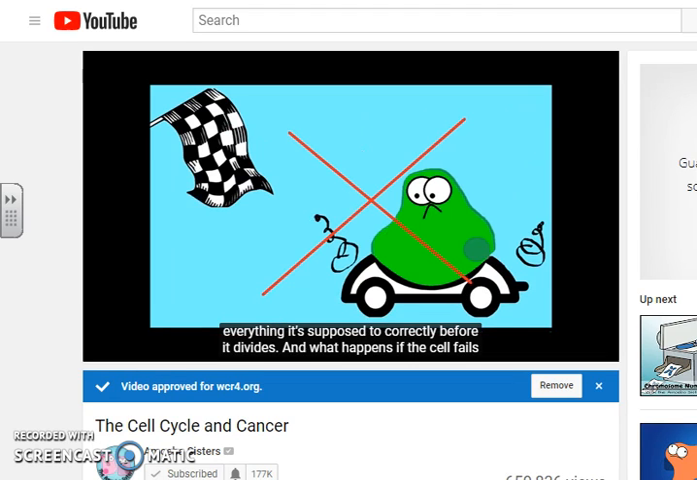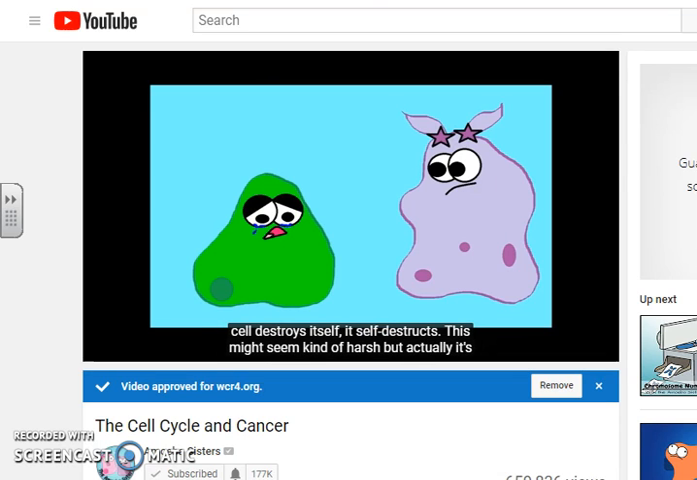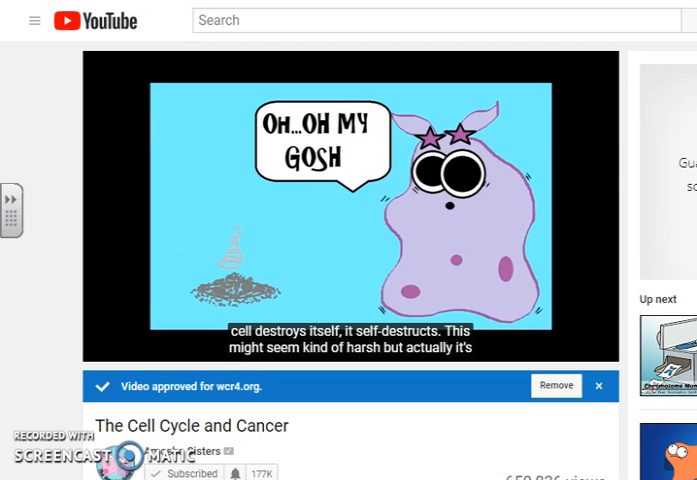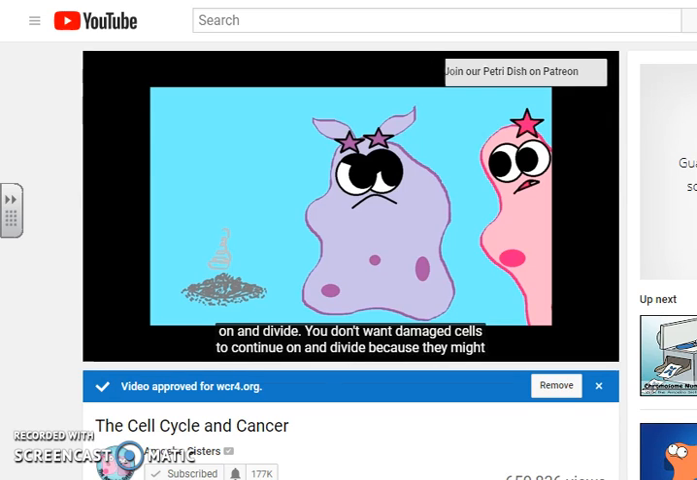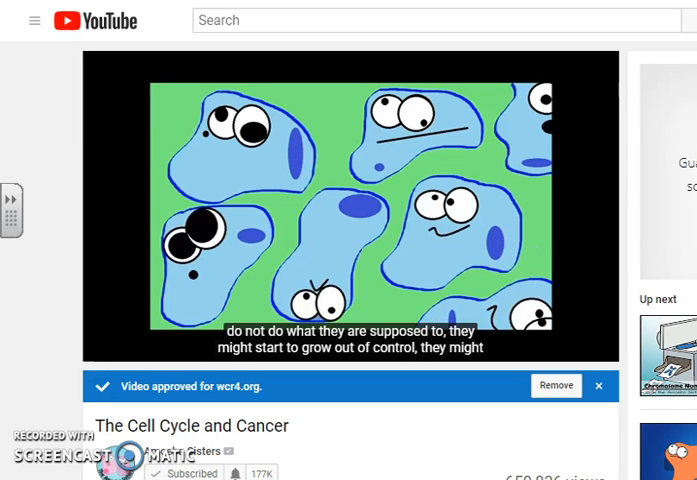And what happens if the cell fails its checkpoint? The cell does something called apoptosis, which basically means the cell destroys itself. It self-destructs. This might seem kind of harsh, but actually it's really important because it ensures that you don't have these cells that are messed up continue on and divide. You don't want damaged cells to continue on and divide because they might not do what they're supposed to. They might start to grow out of control. They might not be regulated correctly.